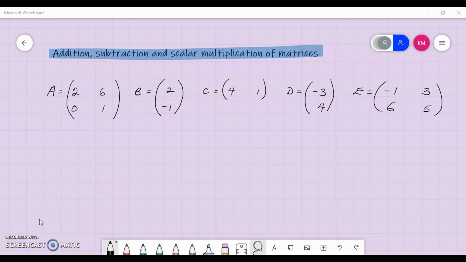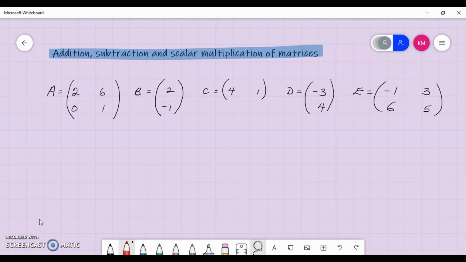Let's first look at addition and subtraction. Now, it is very important to note that 2 matrices may be added or subtracted only if they are of the same order. So what we must do, we can list out the order of each of these matrices. Remember, the order of a matrix tells us how many rows and how many columns a matrix has.